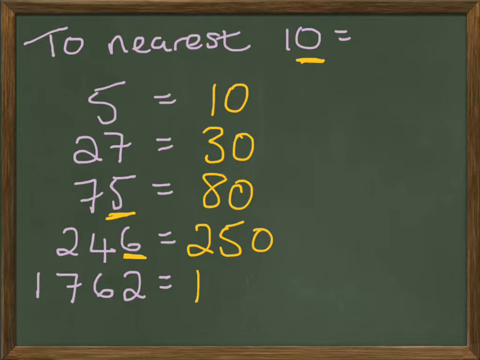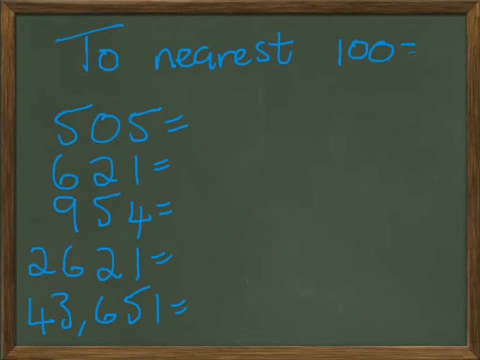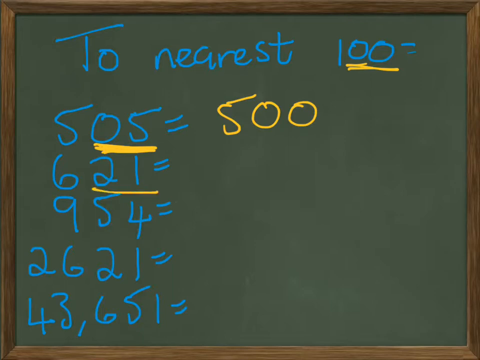1,762 is going to be 1,700. This is the one I'm looking at. It's close to 0, so it's going to be 0. Okay, so 1,760 to the nearest 100. Pause me again if you want to. So 505 will become 500. I've got to have 2 zeros, and I look at whether that's close to 0 or 100, and 5 certainly is close to 0. 621, look at that one, 600. 954, that's going to go up.